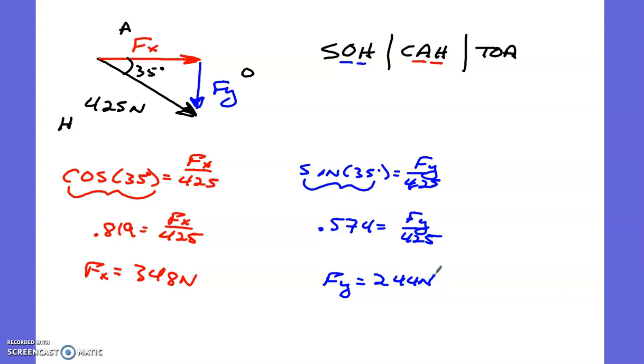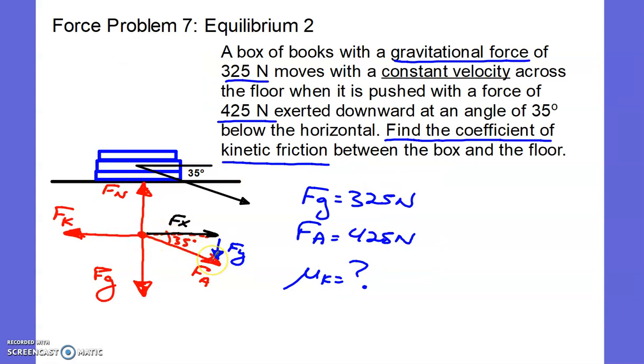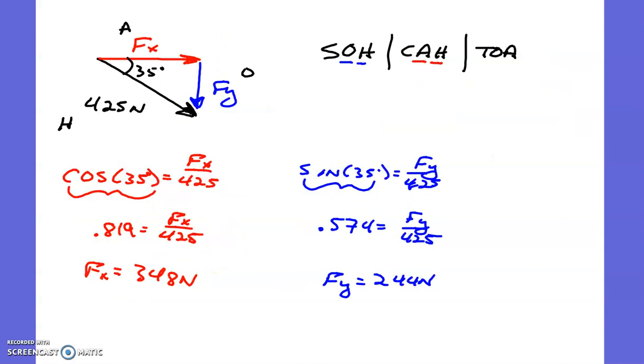Now the next thing I'm going to do here is redraw my free body diagram. I want to go back to this original. What I'm essentially doing is replacing this applied force with its two components, its x component and the y component that I've just found here. So I'm going to redraw this free body diagram. I still have my gravitational force. I still have my normal force. I still have my friction.